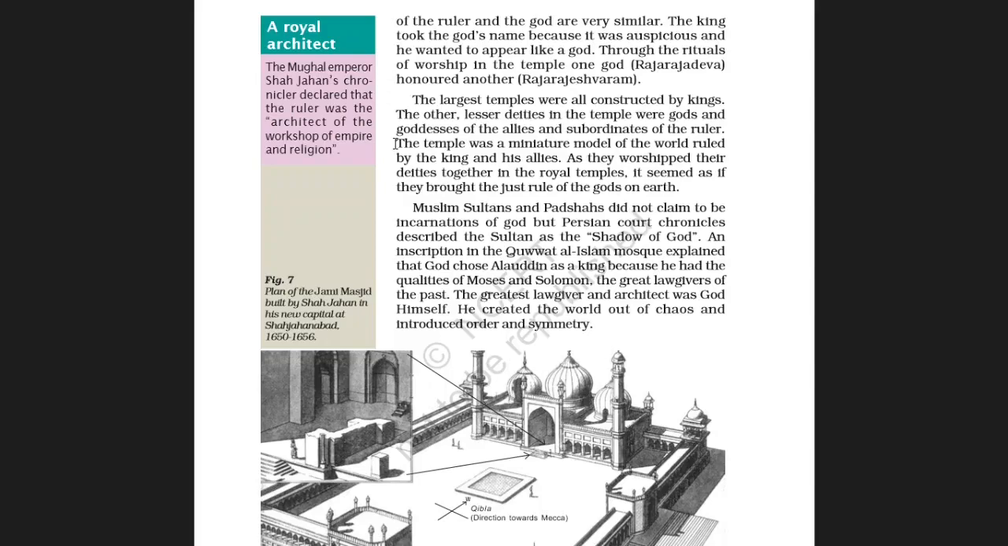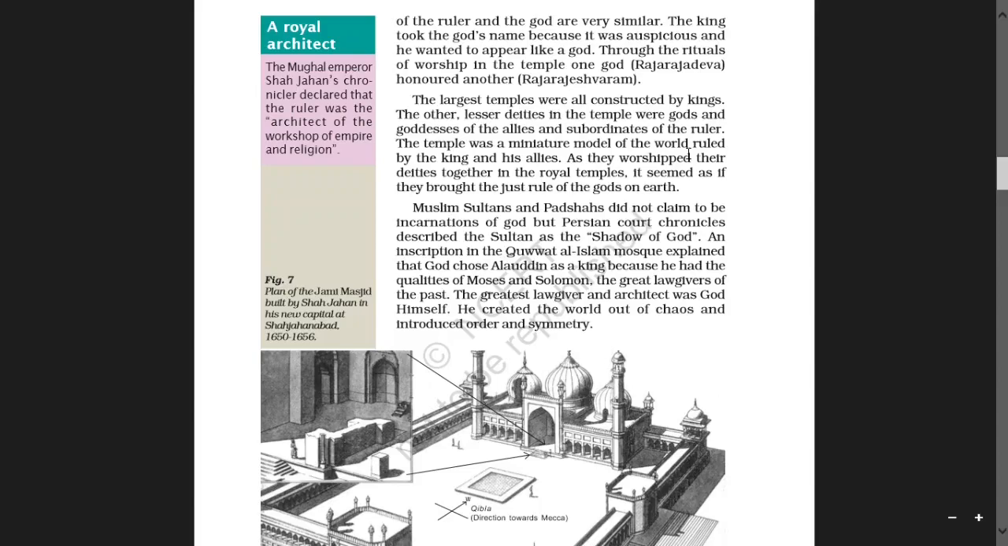The temple was a miniature model of the world ruled by the king and his allies. So the temple which was built there was a miniature model of the world ruled by the king and his allies. Miniature means very small of its kind.